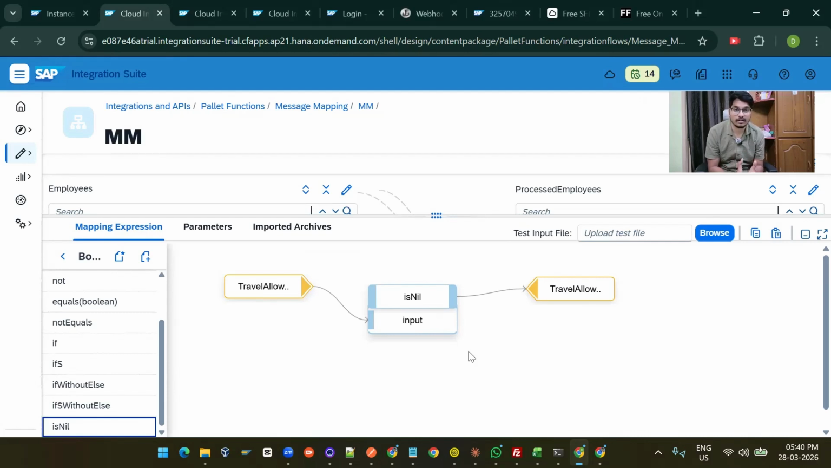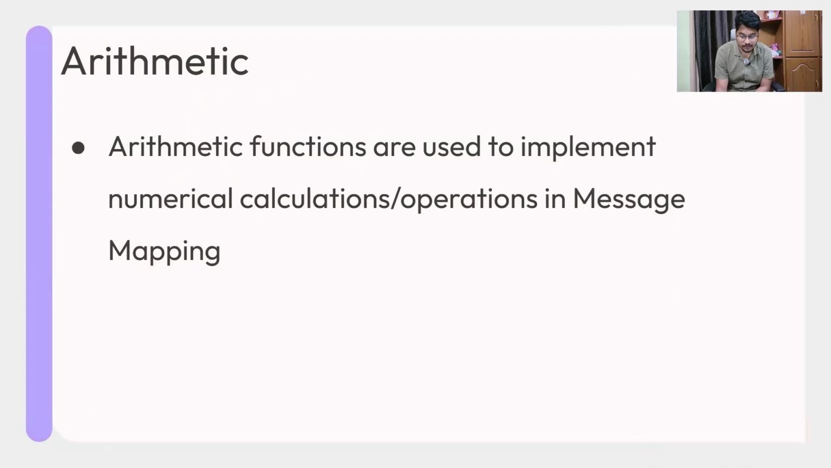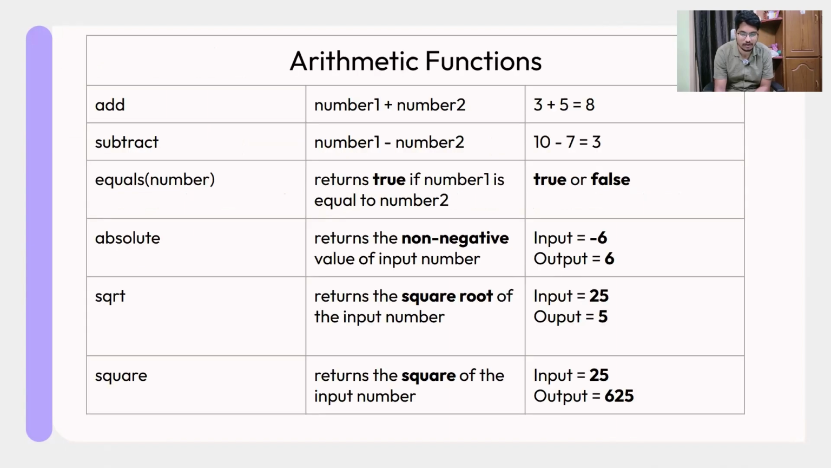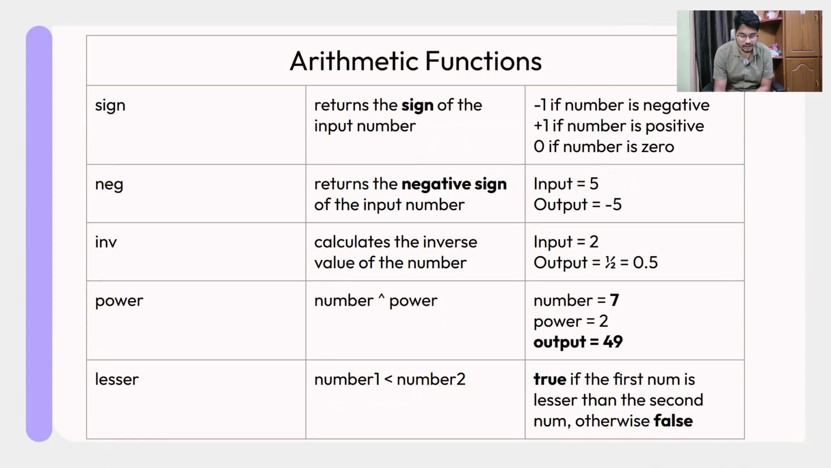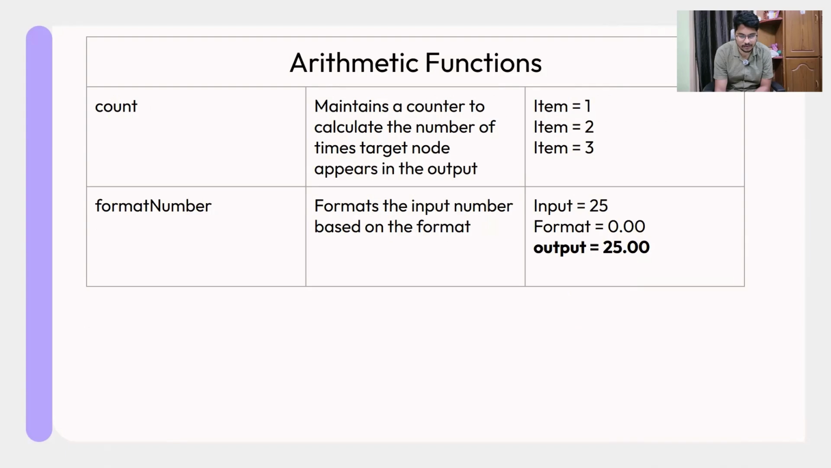So let's go to our notes and see what we have covered so far. I would like to show you the arithmetic functions notes as well. So what is the definition? The arithmetic functions are used to implement numerical calculations or operations in message mapping, right? So we have covered all these functions: add, subtract, equals, absolute, square, square root, all these things, right? You can note them down or take a screenshot. Sine, negative, inverse, power. So all these functions we have seen in our previous sessions.